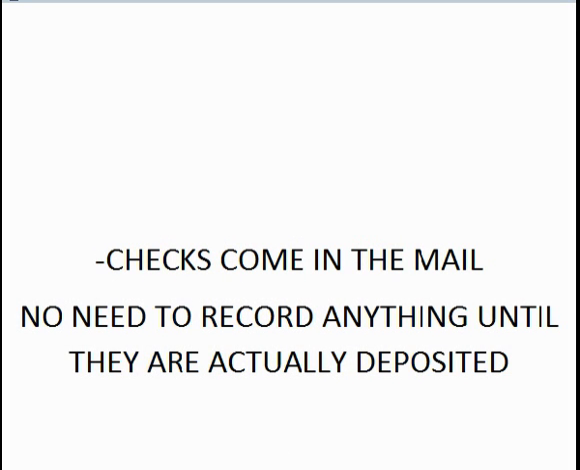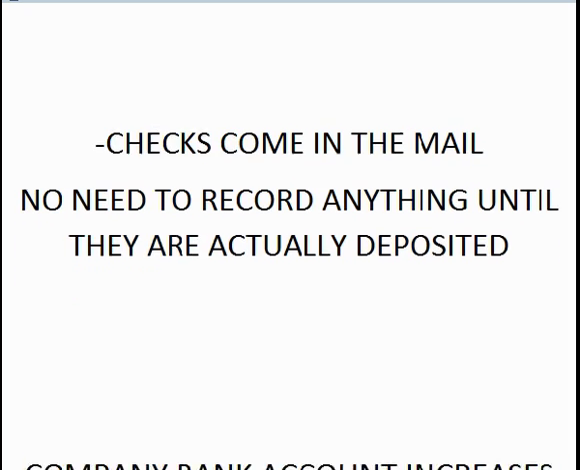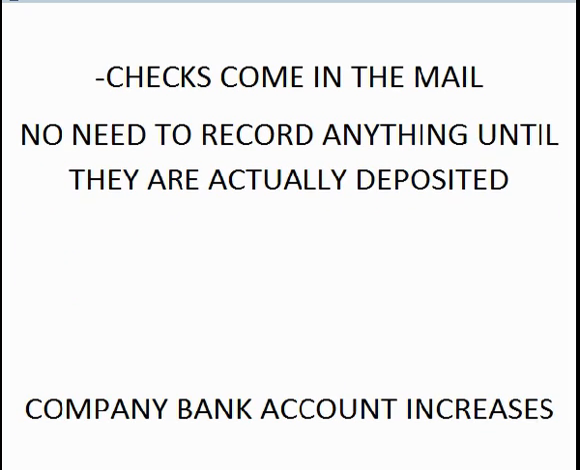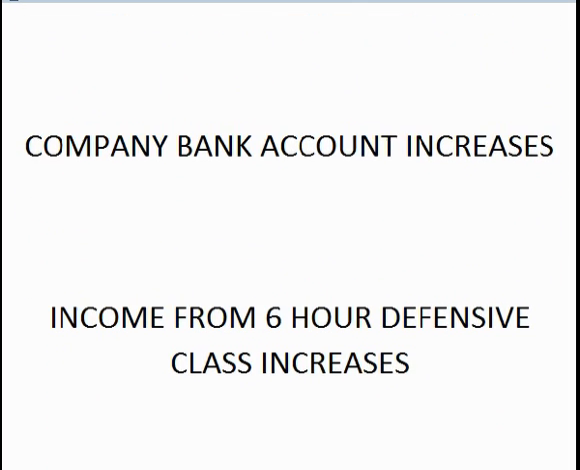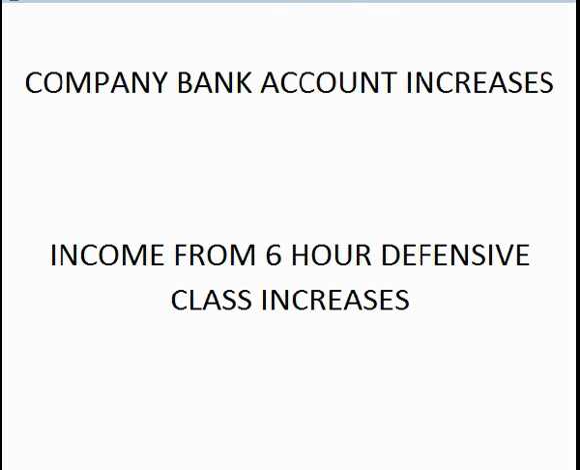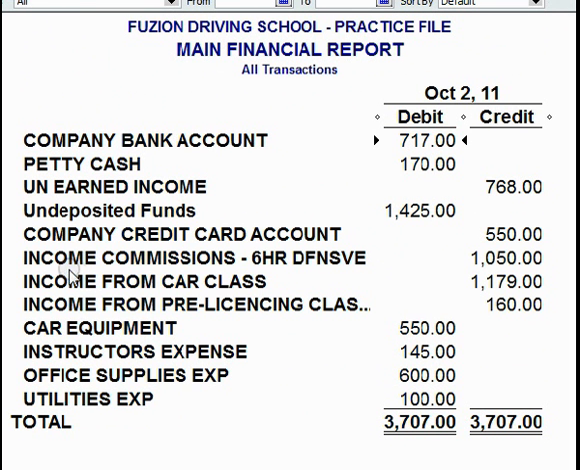Obviously, when we deposit money from the online service, the company bank account increases. Okay? This transaction also increases the income from 6-hour defensive class. So again, looking at the main financial report, the income commission from the 6-hour defensive class should go up every time we deposit money from the online service. And of course, the company bank account always goes up when we make a deposit.